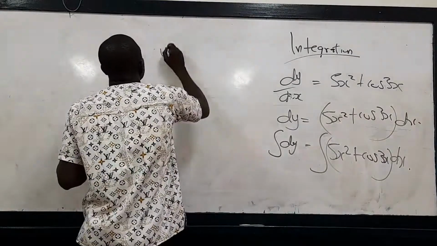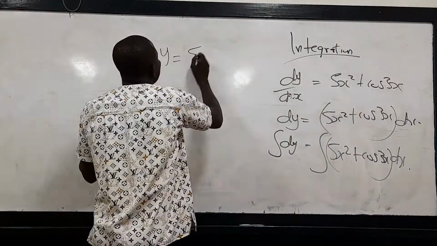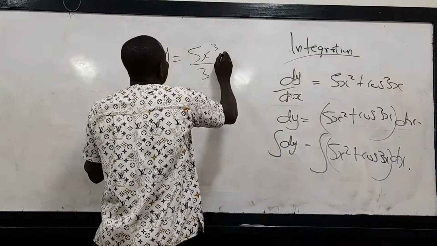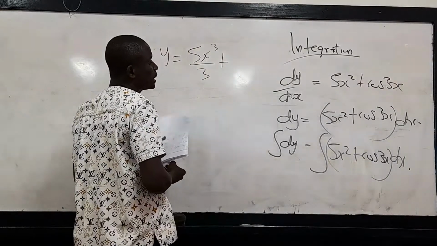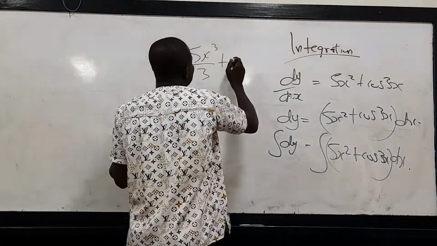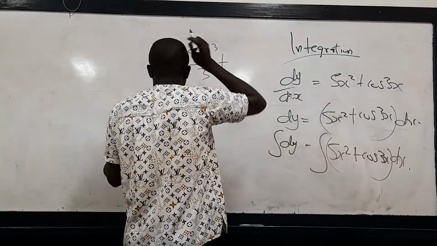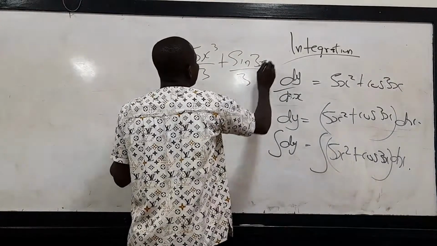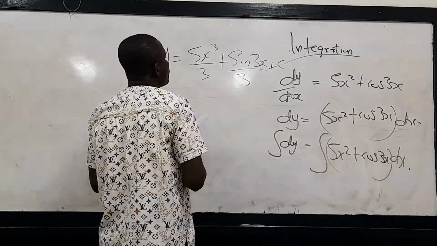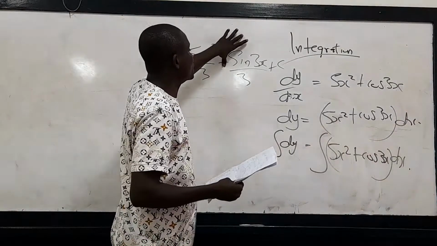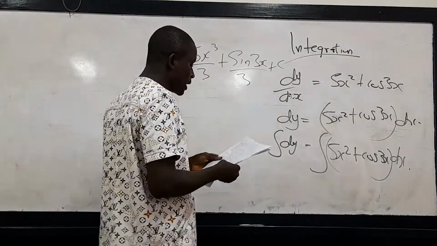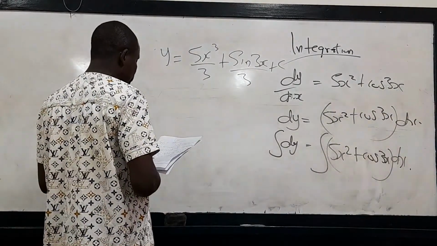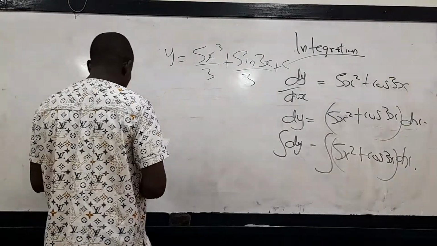So we say that y is equal to 5x cubed over 3. Plus, if you integrate cos, you get sine. So we are going to have sine 3x over 3 plus c. Remember when we were doing the integration, we said that if we differentiate this, it will come down like that. So that is that. It is very straightforward. Now let's look at another one.